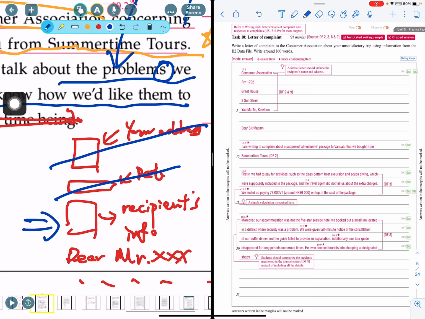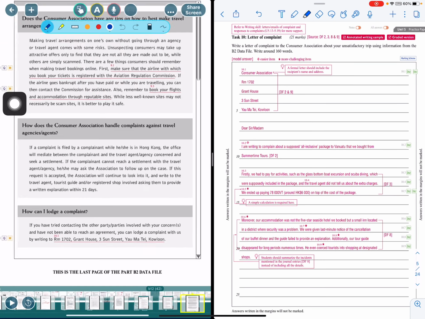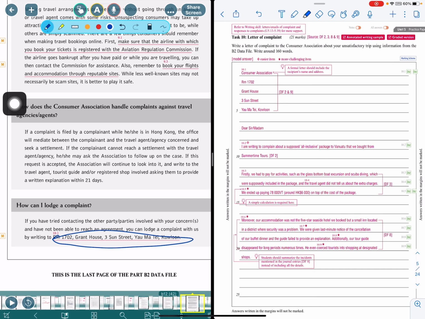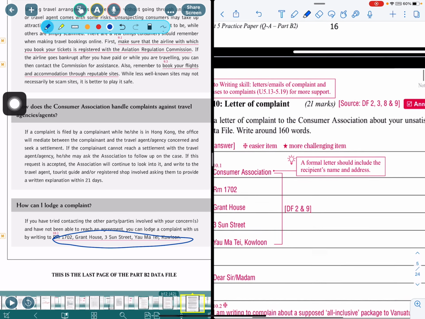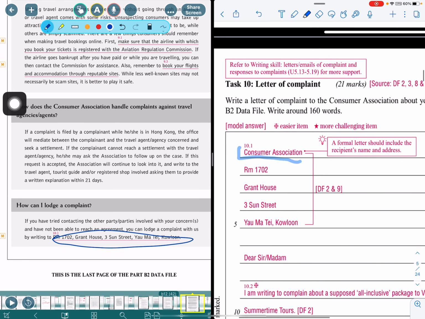The recipient's info is actually on the last page right here. So basically this is the address that you have to put down, but don't forget that before the address you have to write the organization name. So you have to put down Consumer Association right here. A lot of you forgot to do it. So remember, it is very important that you put down who or what organization is expected to receive this letter of complaint. All right, so this is about format.